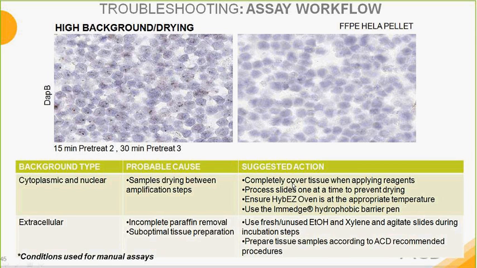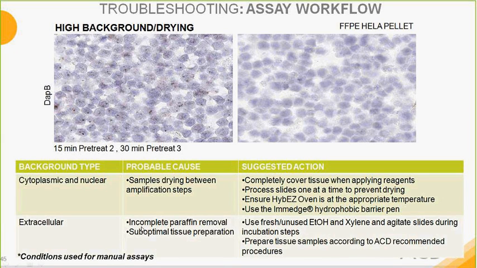Some of the tips are listed here, which includes covering tissues with appropriate volume of reagents, making sure that the slides are processed one at a time when you're using the manual assay, using the hybridization oven at the appropriate temperature, and making sure that your hydrophobic barrier is intact.